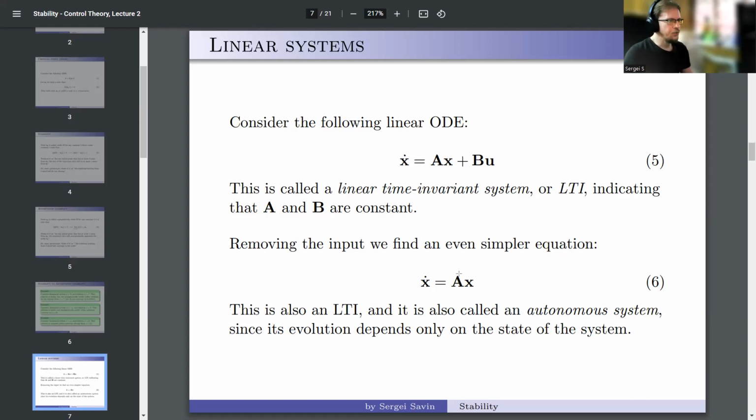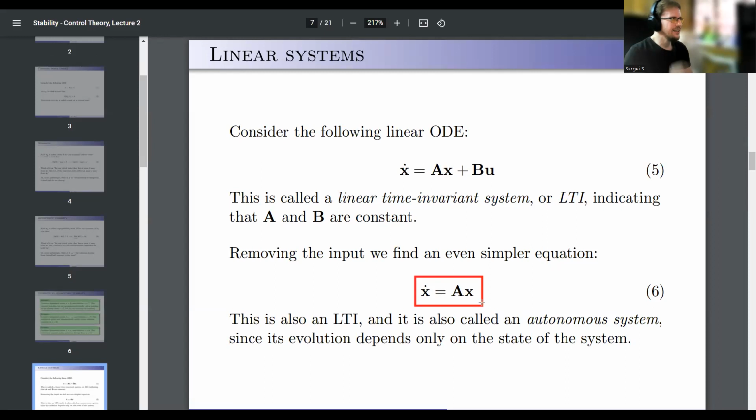So let's get rid of the input and consider the simplified version: x dot equals Ax. This is not only time invariant, so LTI, it is also autonomous. What do I mean by autonomous? Autonomous means that it only depends on the state. It does not depend on time.